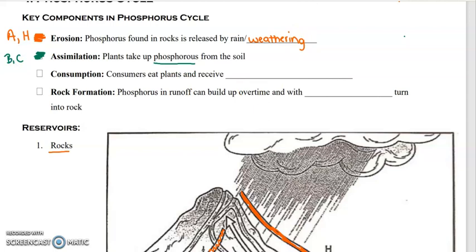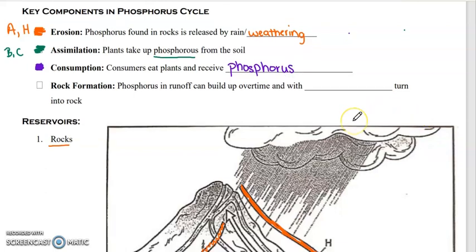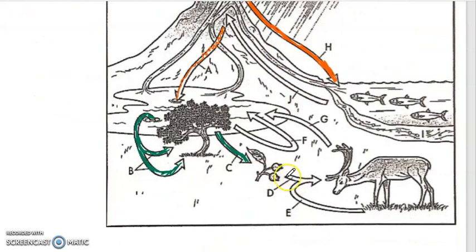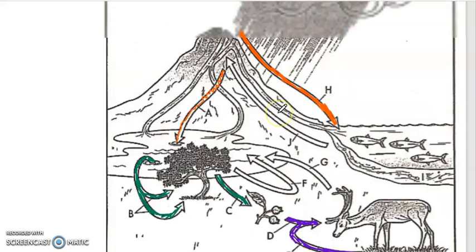Okay. Just like last time, we also are going to need a way to transfer it from plant material to animal material. So that's our idea of consumption. Again, a repetition of the nitrogen cycle. Consumers eat plants and are going to receive the phosphorus. So let's see if we can see any evidence of that in our diagram. Looks like arrow D and E shows this deer is grazing on the plants and is now getting all of that phosphorus. So we can say D and E.